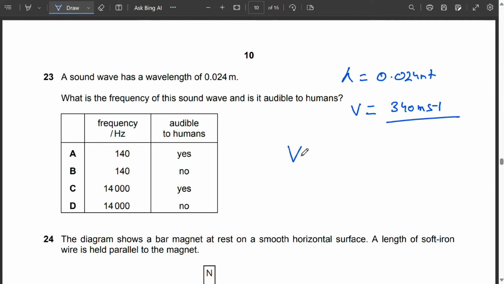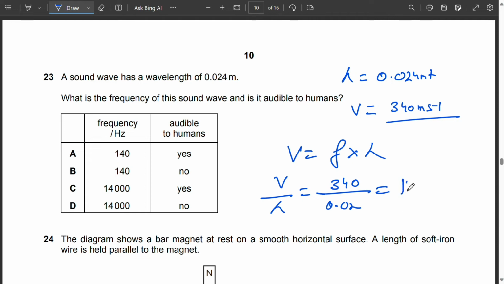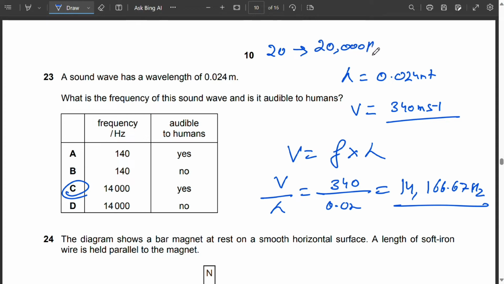We know the formula, velocity is frequency times wavelength. To calculate frequency, we do velocity divided by lambda, that is 340 upon 0.024. So how much will this be? If I put this value in my calculator, it comes out to be 14,166.67 hertz. You know that the frequency audible to humans is from 20 to 20,000 hertz. So yes, this is an audible frequency. So the answer of 23 is C.